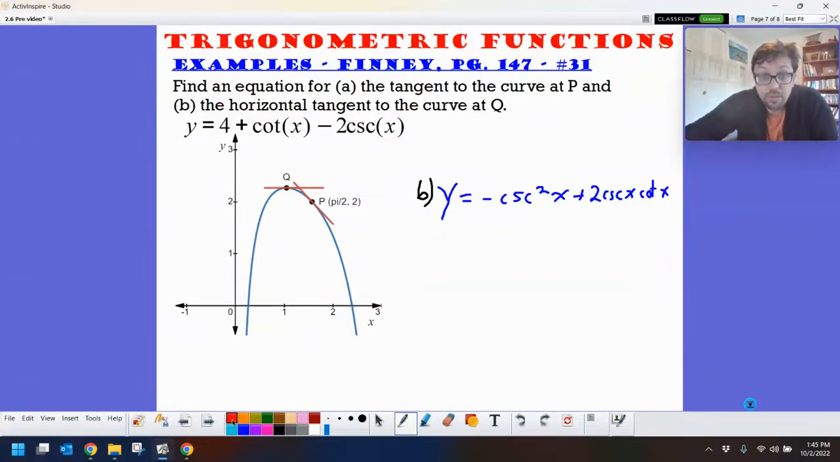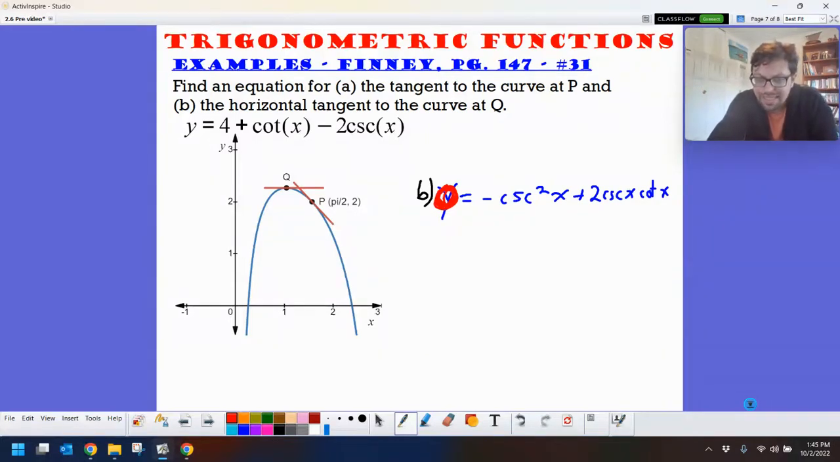In part B, we're looking for a horizontal tangent line to the curve at Q. That means we want the tangent line slope to be 0. The slope of the tangent line, the derivative, has to equal 0 at Q. So we can just replace this y prime with 0. And now we've got to solve that equation for x.